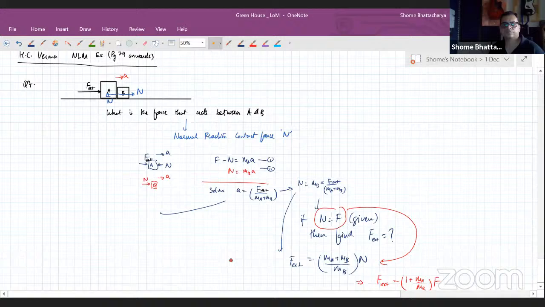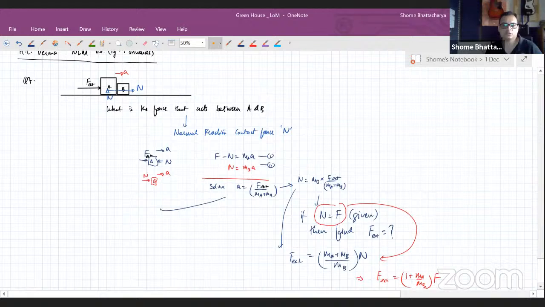Is it clear now? This contact force's magnitude is given to us in the question as capital F. On the basis of that, we have to find the external force. So the question is kind of reverse. Write this down. Let's come to the sixth question next. Yes, I will send the notes very soon, so you'll get to write this down. Don't worry, it's a very simple question. I'm sure you'll remember also.